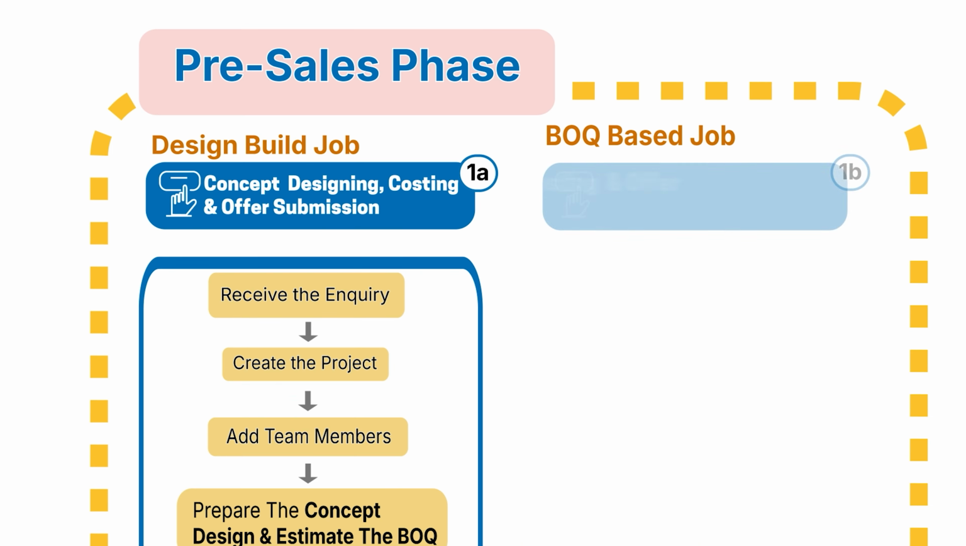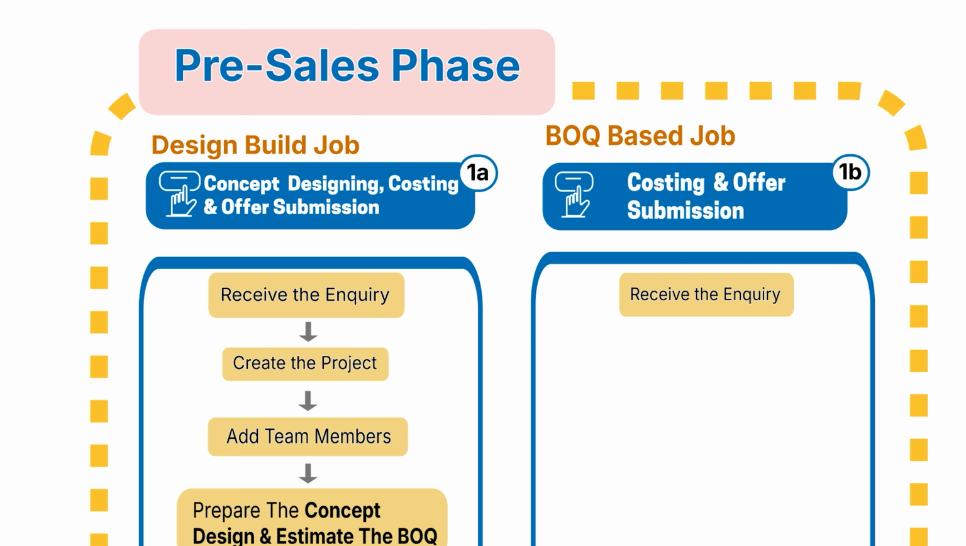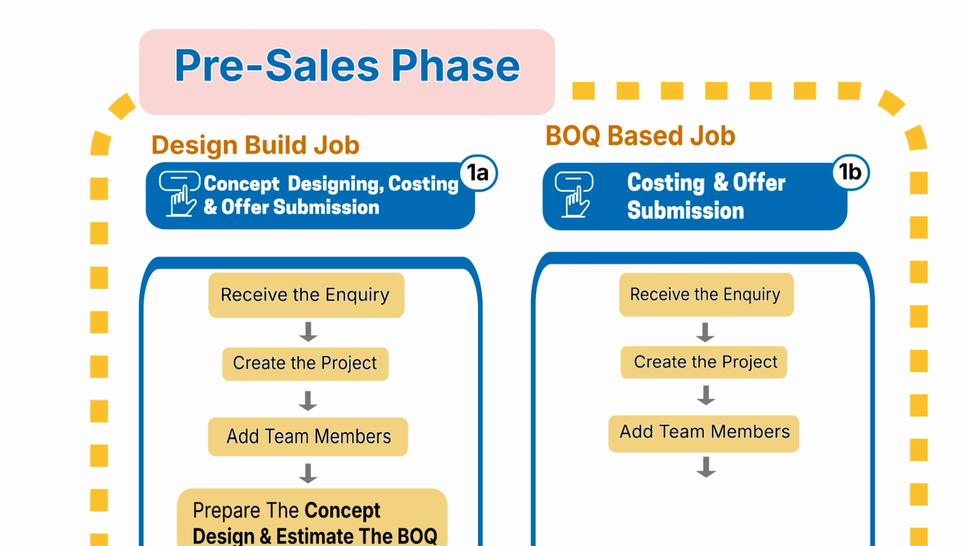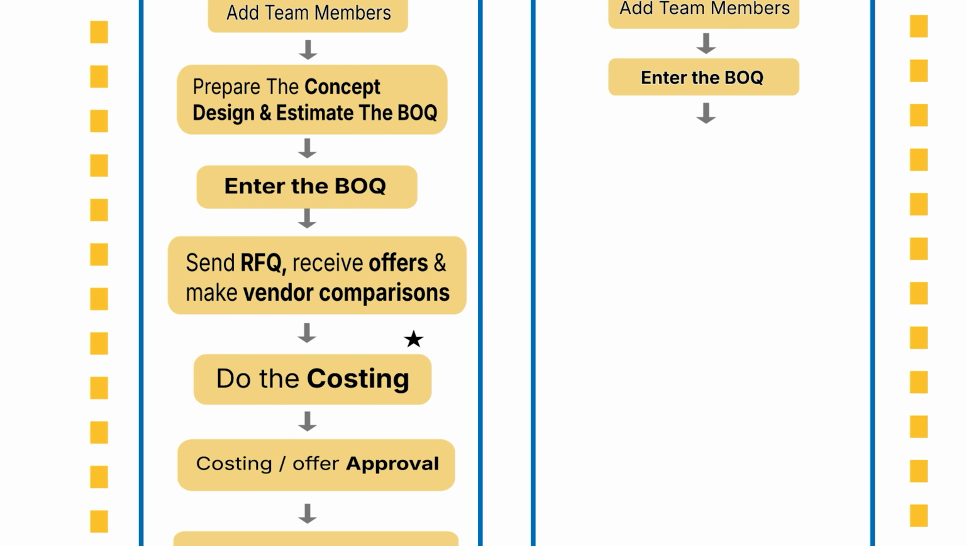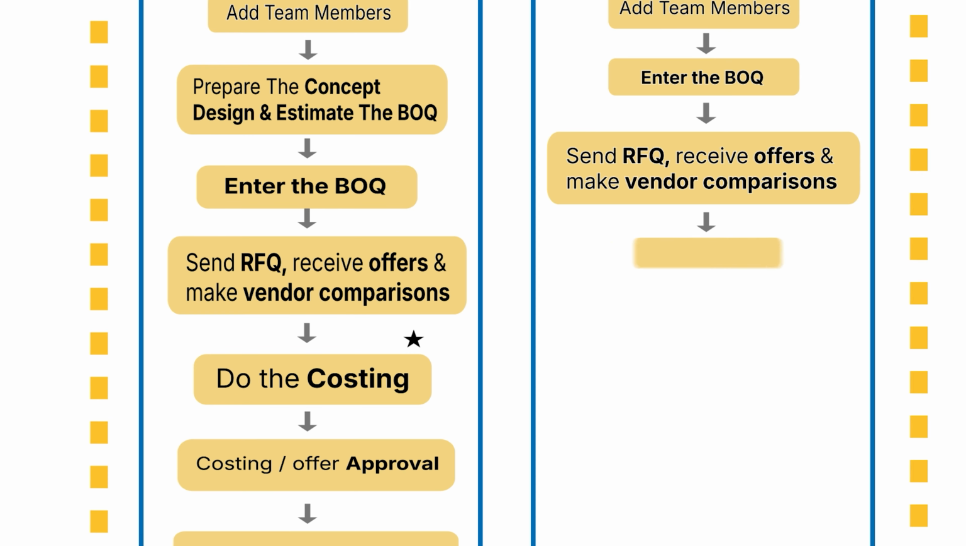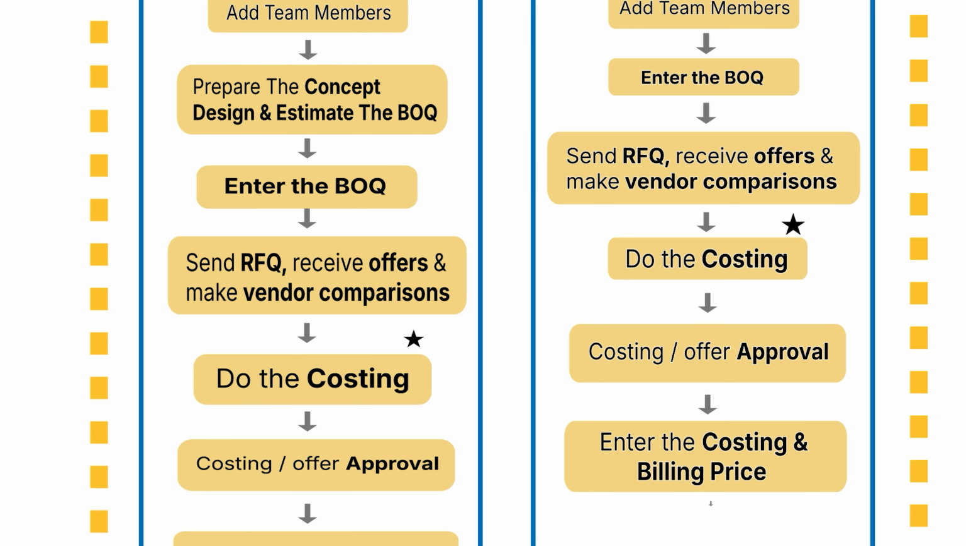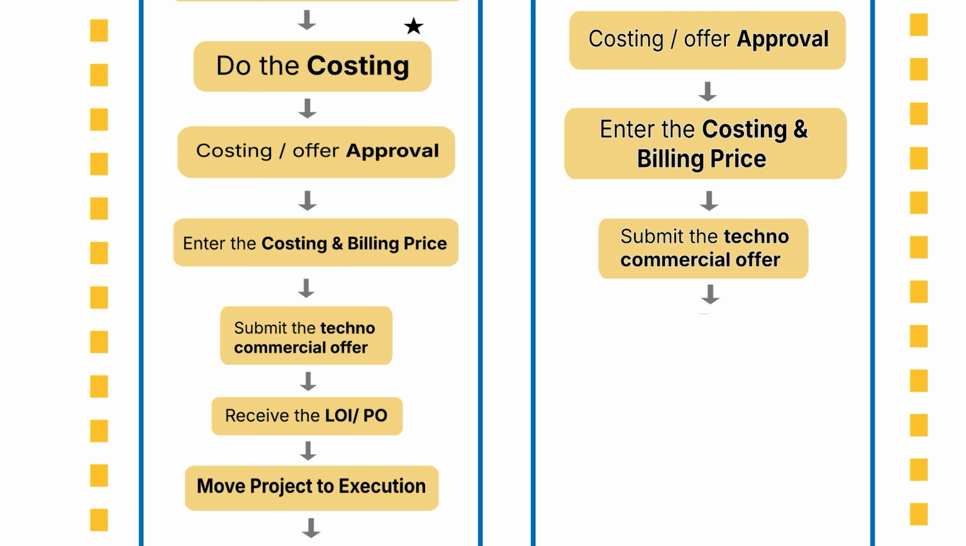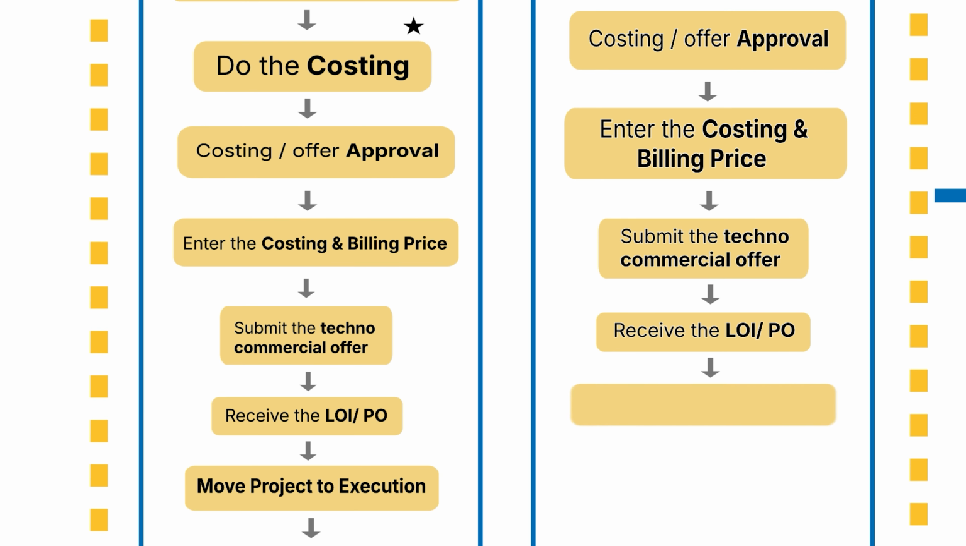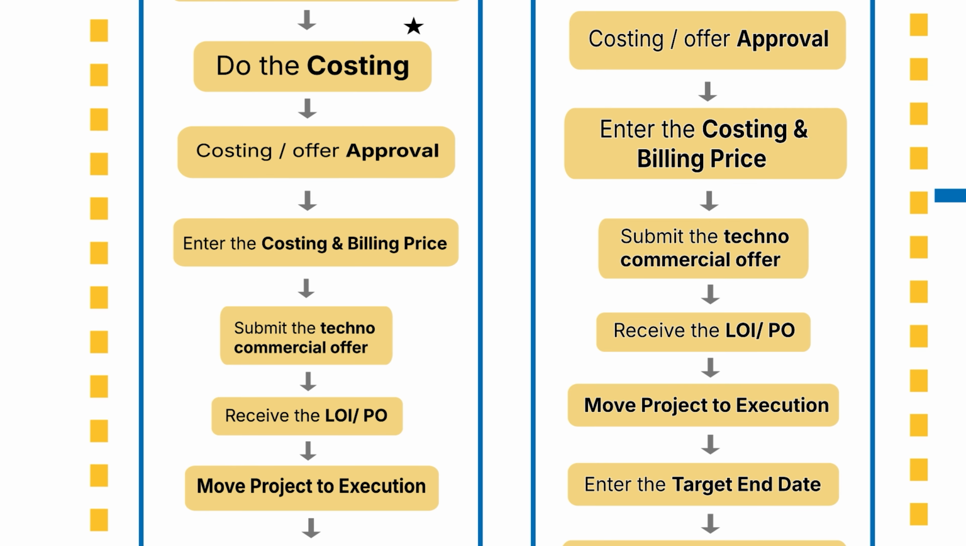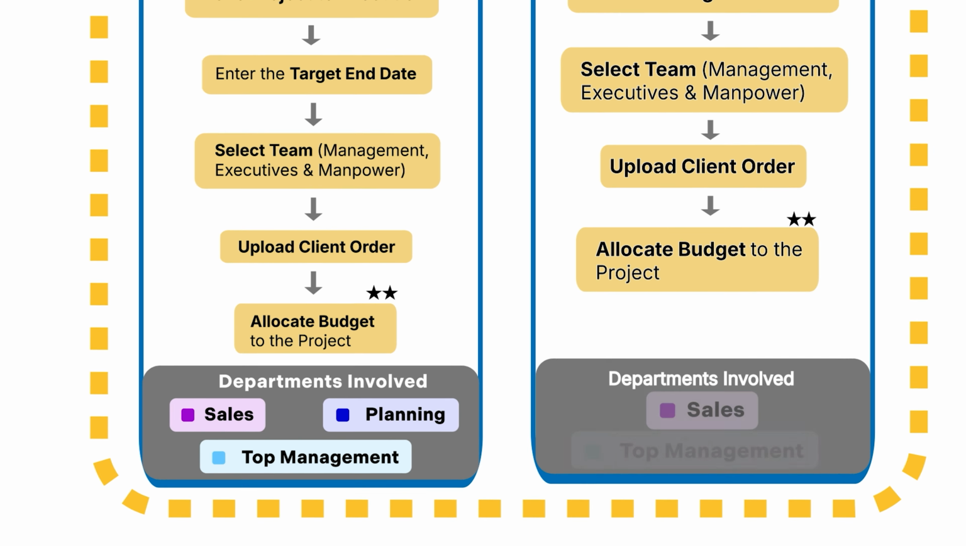For BOQ-based projects, the process begins with a final BOQ being shared by the client. Costing is carried out directly based on the BOQ, following which the project proceeds through the same steps of RFQs being floated, offers being received, vendor comparison being created to complete the costing. Once the project is awarded, we move it to execution and upload the client order, select the team members, enter the target end date, and allocate the budget.